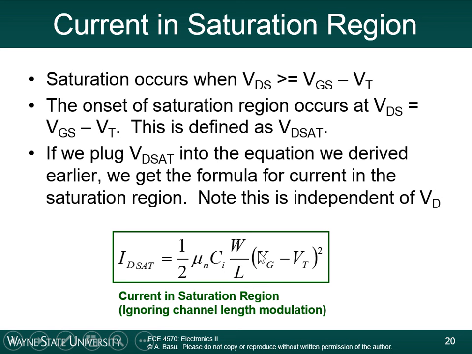And if we plug VD sat into the equation that we derived earlier, we get an equation for the current in the saturation region. If you ignore channel length modulation, which is something we'll talk about later, a second order effect that some of you know about already, the current in the saturation region is not a function of VD. You can see it's just a function of the gate voltage. So that's why in that transistor curve you get a flat horizontal line. And you can calculate what that current is. It's dependent on the gate voltage and threshold voltage, and then some of the physical parameters.